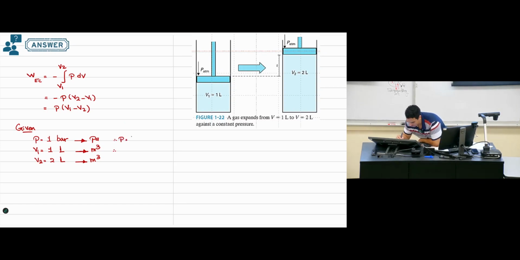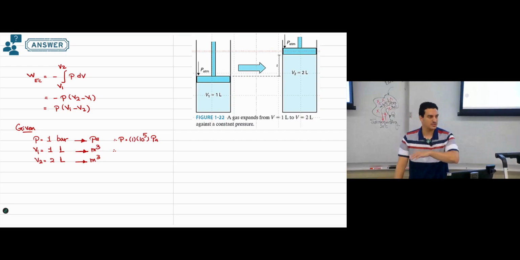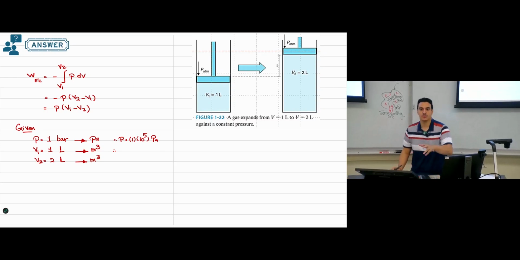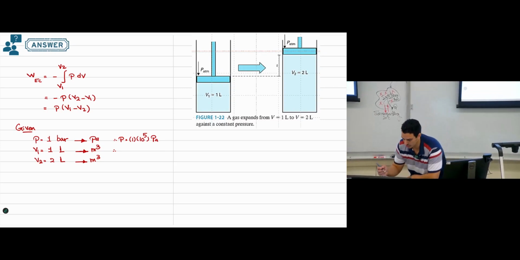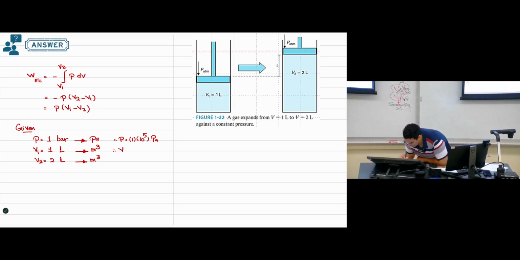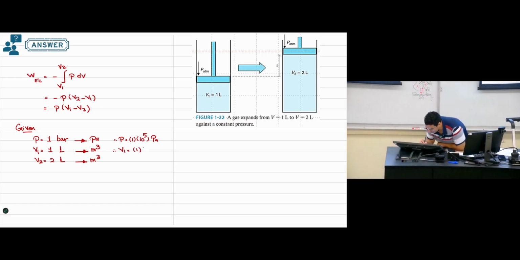So the pressure will be 1 times 10 to the power 5 Pascal. We explained the conversion of units in the first lecture. If you see the units, try to put them in place, and then you can do it. If anyone has any problem in this part, just let me know. I can do it in detail. I'm assuming that you can do it. Okay, so V1 will be 1 times 10 to the power negative 3 meter cubed.